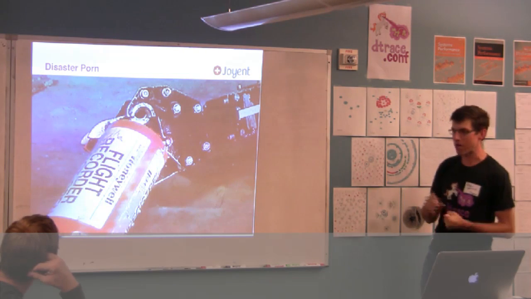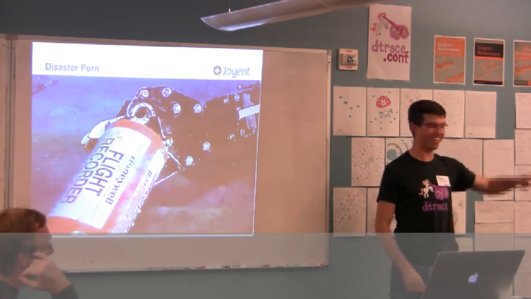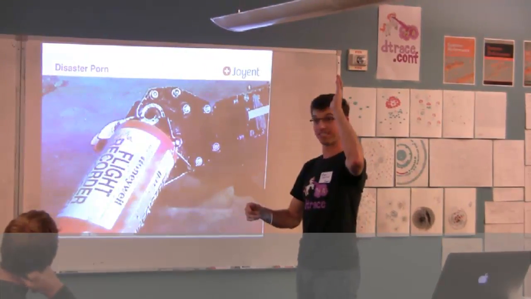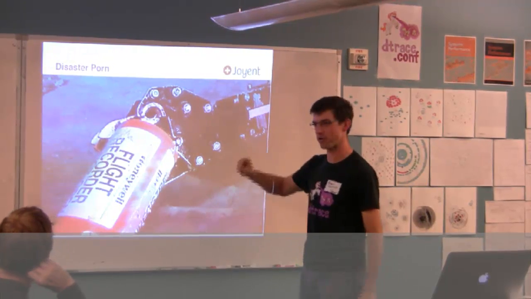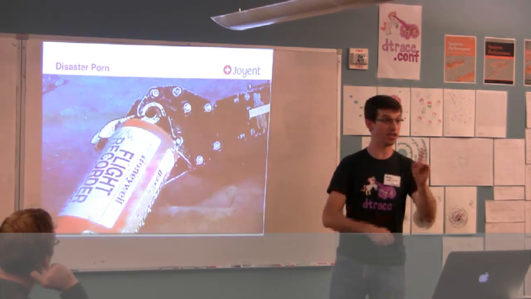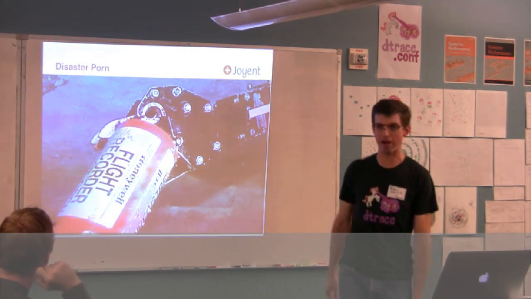Does anybody know what this is? Yes, it's a black box. Does anyone know which black box it is? It is from Airbus, yes, the crash going from Brazil. Yes, there we go, this is from Air France 447.